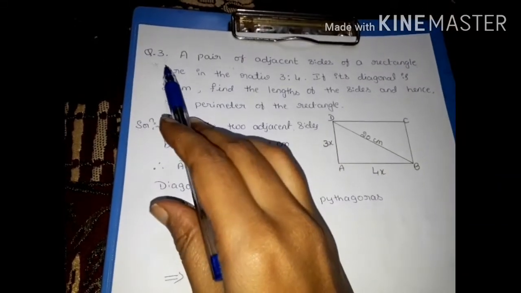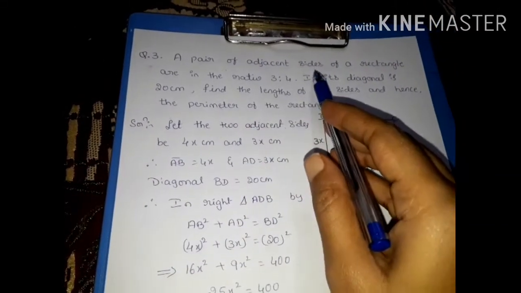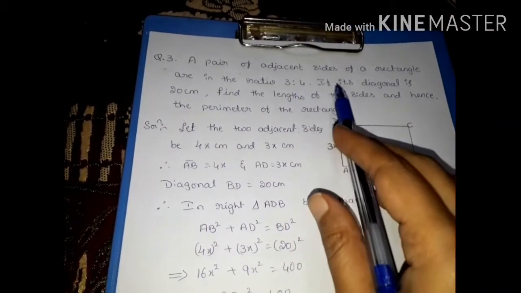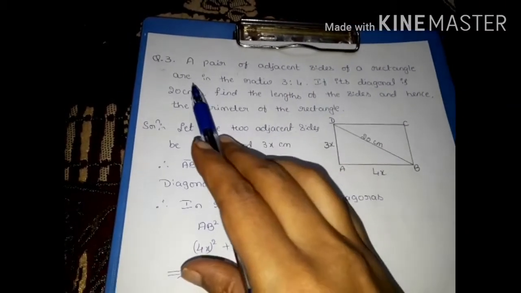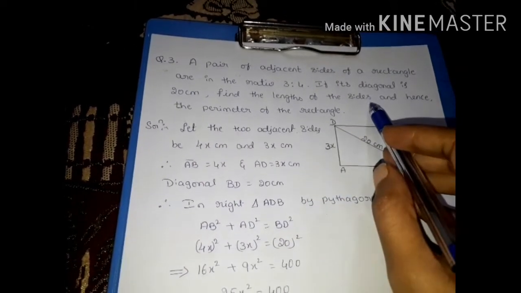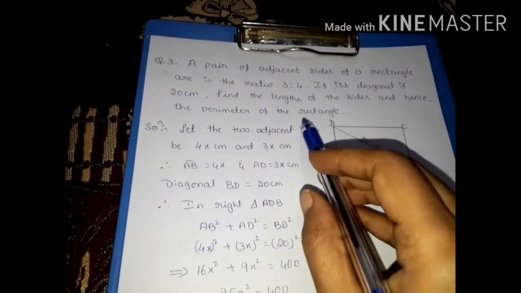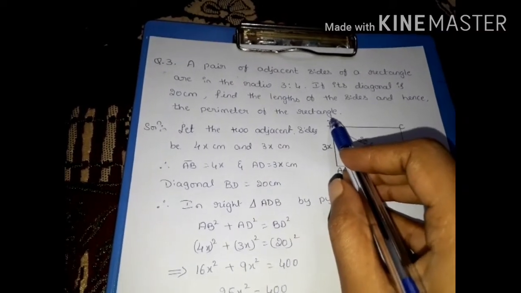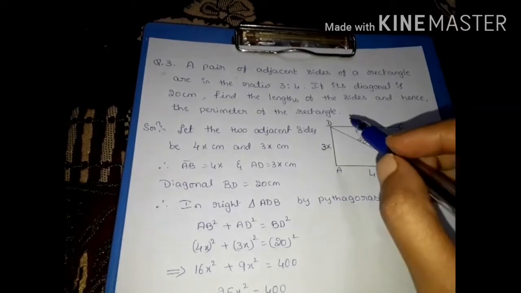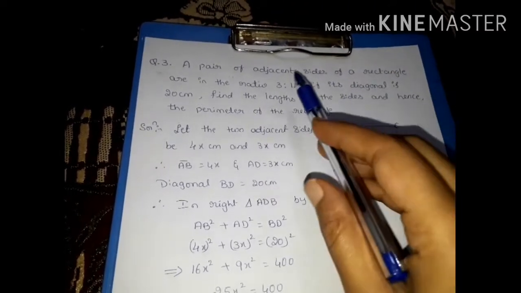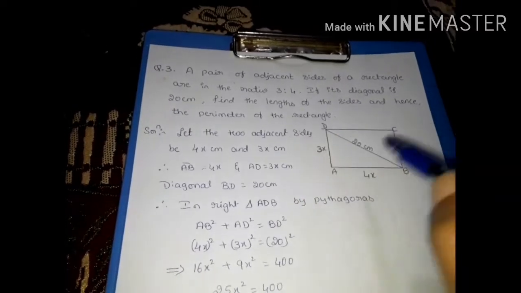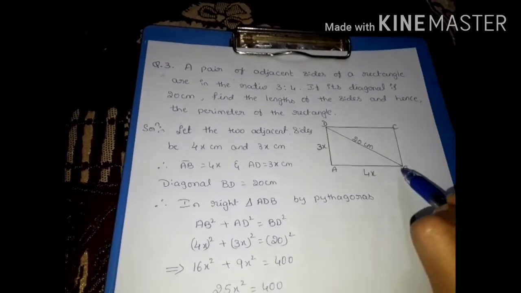Question number 3. A pair of adjacent sides of a rectangle are in the ratio 3:4. If its diagonal is 20 centimeter, find the lengths of the sides and hence the perimeter of the rectangle. Here consider one rectangle, ABCD. They have given adjacent sides in the ratio 3:4.